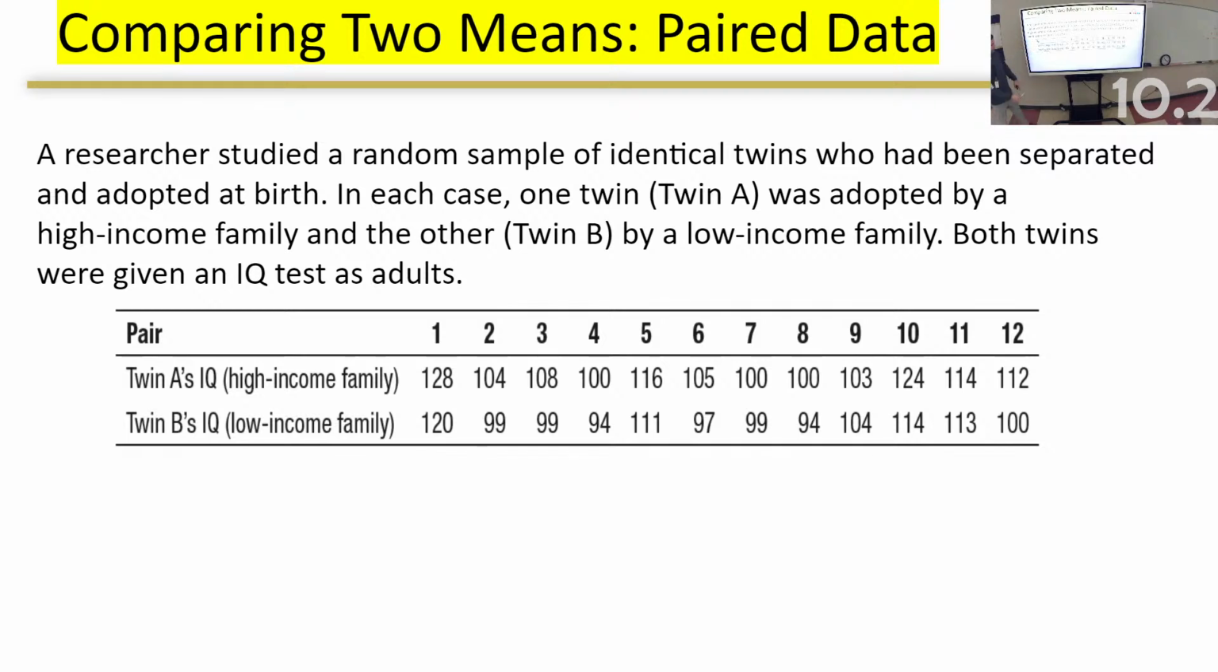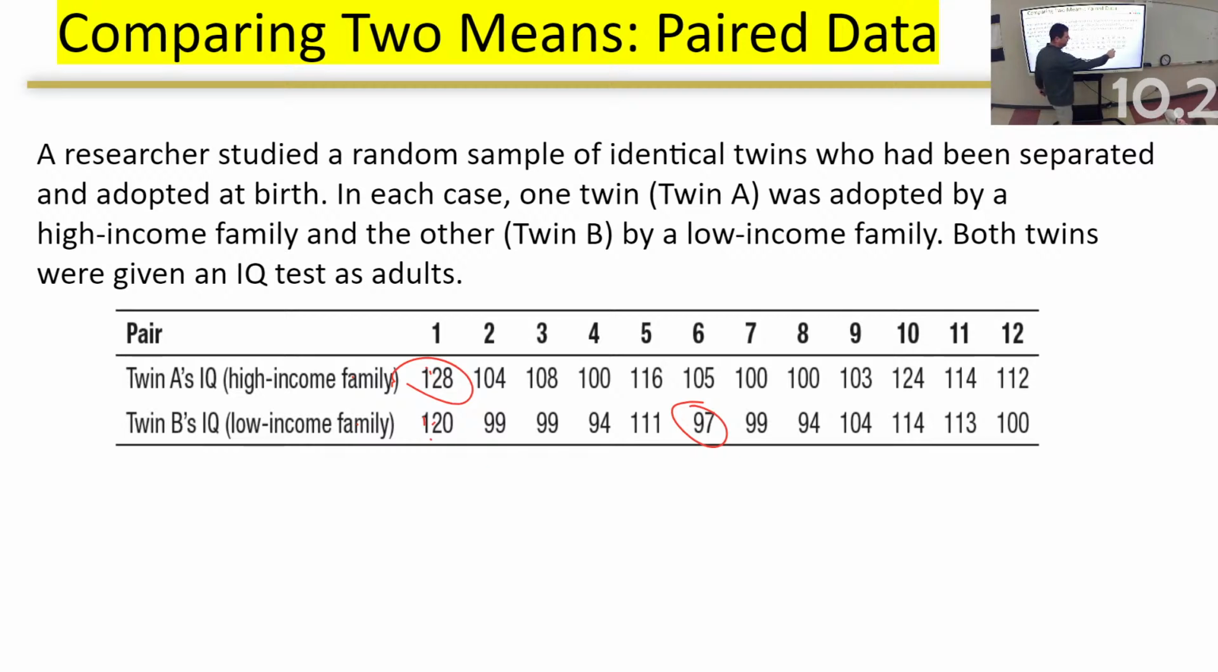So here's twin A. Here's twin B. This is the pair. So A and B, A and B, A and B. I guess A was the high income and B was low income. 128, 120, 104. It looks like A is doing a little bit better than B. However, do recognize this 128 has nothing to do with that 97 over there, right? Because they're different twins.